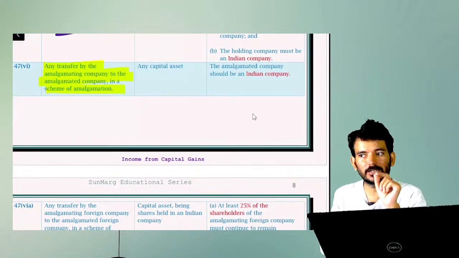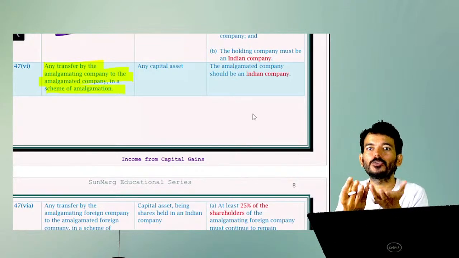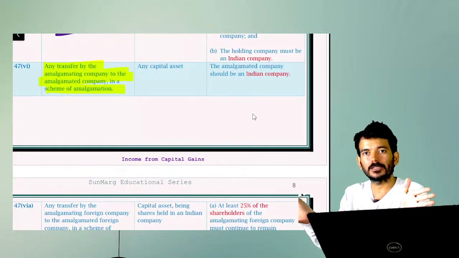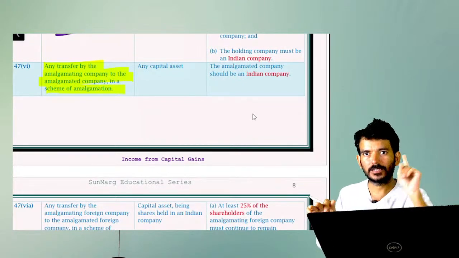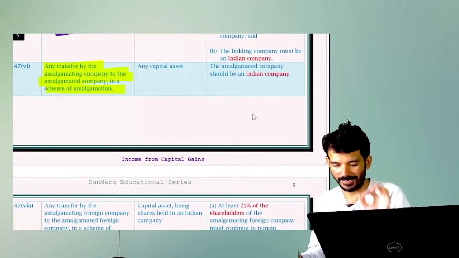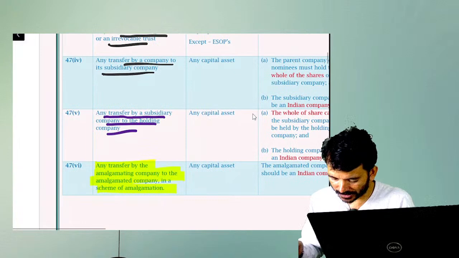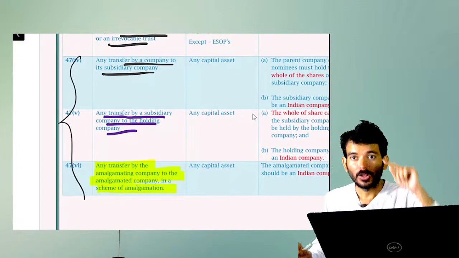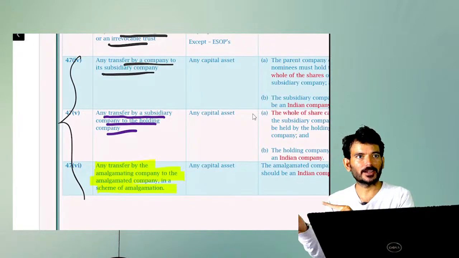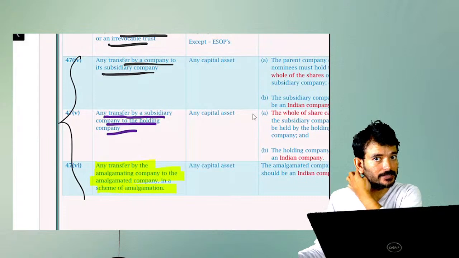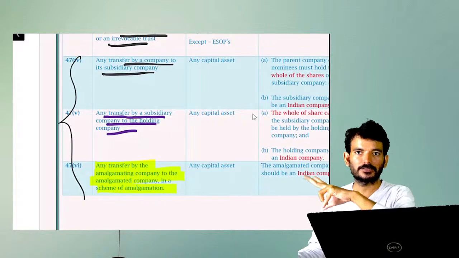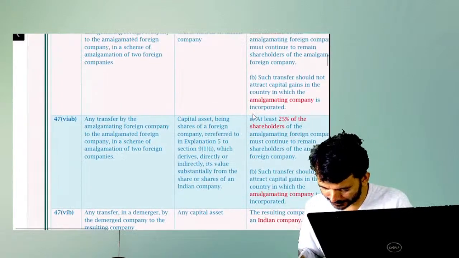Not required, but the condition is the amalgamated company, the newborn baby, should be an Indian company. It can be amalgamation, it can be demerger, any split will be fine, but the resulting company, the amalgamated company, should be an Indian company. Okay guys, any question with respect to these 3 points? Holding giving to subsidiary or subsidiary giving to holding, or amalgamating company getting converted into amalgamated, and demerged company transferring it to the resulting company. Just let me know quickly.